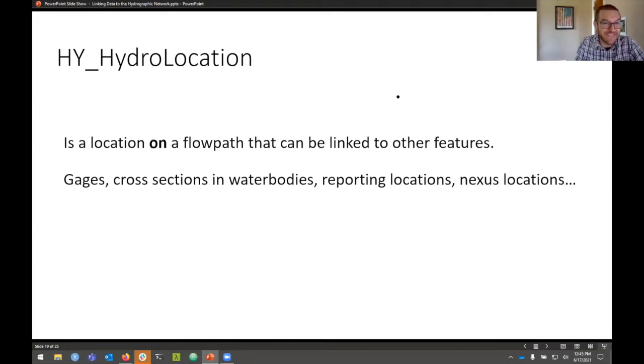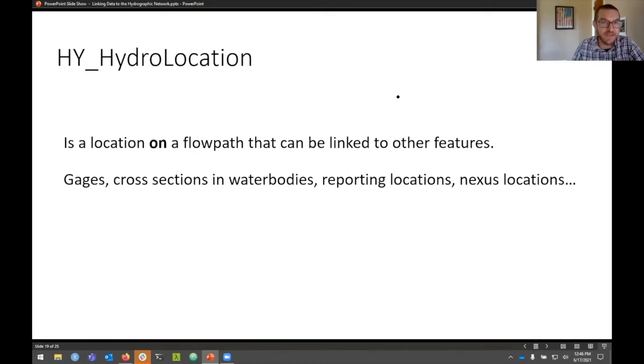So a point it is, right? And the idea of a hydrolocation is that it is a location on a flow path that would be linked to that flow path and potentially other features like cross sections in water bodies. And whether or not the hydrolocation has an indirect position associated with it, just saying that a hydrolocation is on a flow path or that a feature is a hydrolocation, that's a lot of information, and you can make a lot of inference about what kind of associations you can make to flow paths based on just a statement of this thing is a hydrolocation, right?